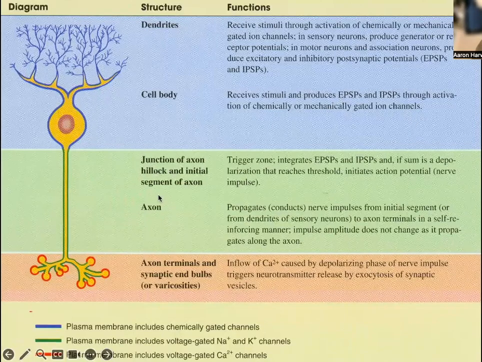Within the junction of the axon and the cell body, there is integration of those EPSPs and IPSPs, and depolarization, if you reach a threshold, will also propagate nerve impulses from an initial segment from the dendrites to the axon terminals. And then the axon terminals cause the inflow of calcium that is caused by depolarization of a nerve impulse and triggers different neurotransmitters.